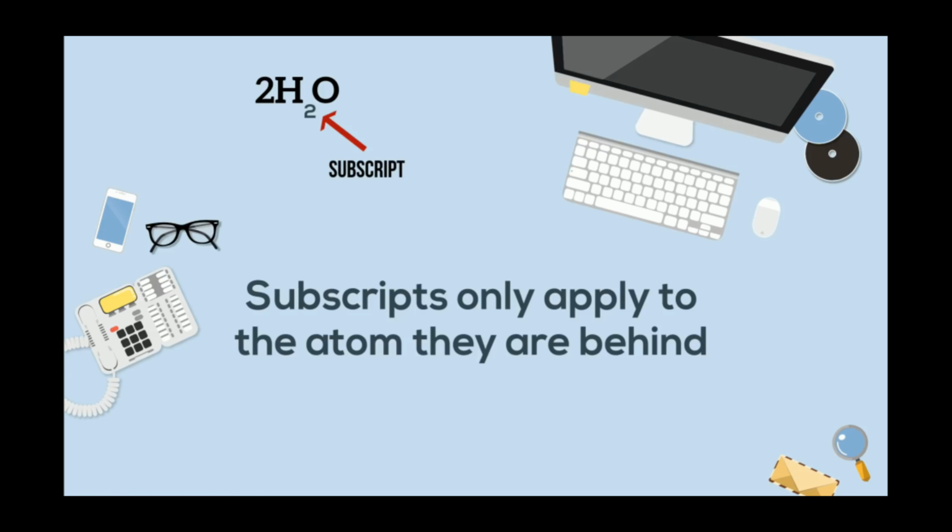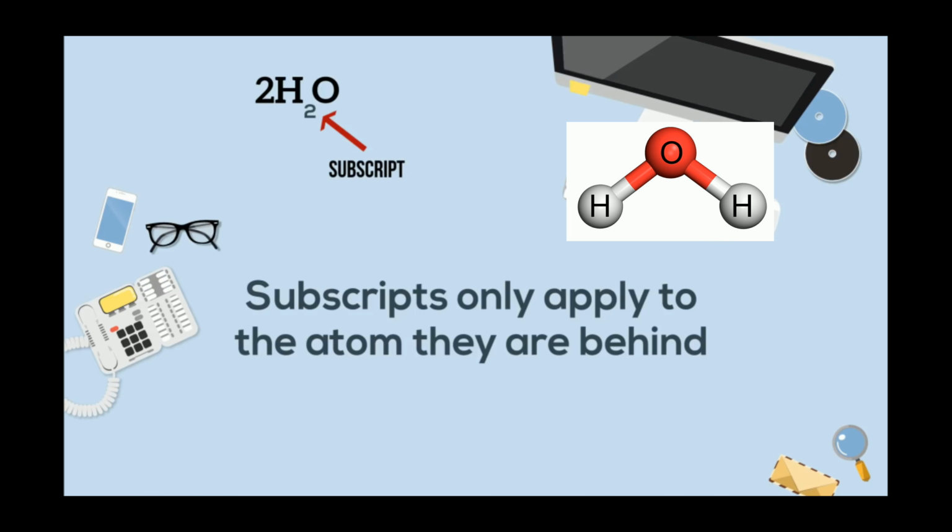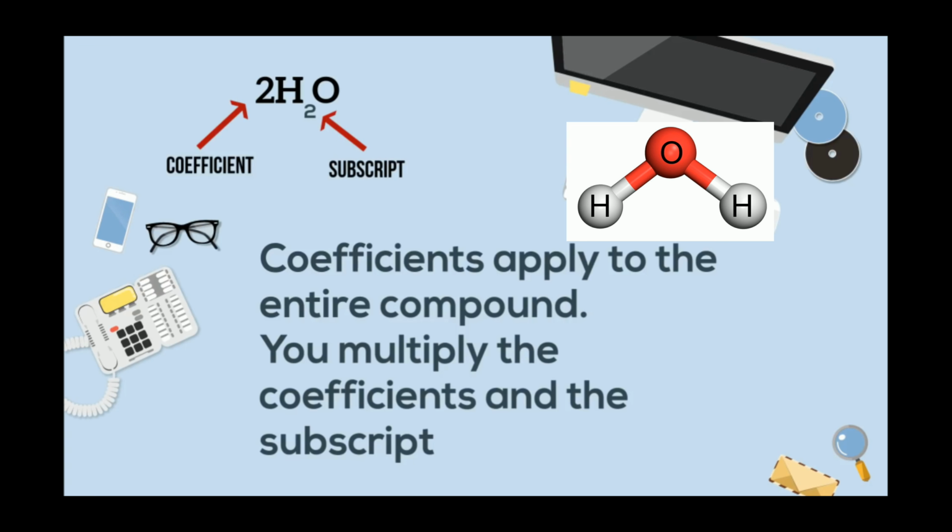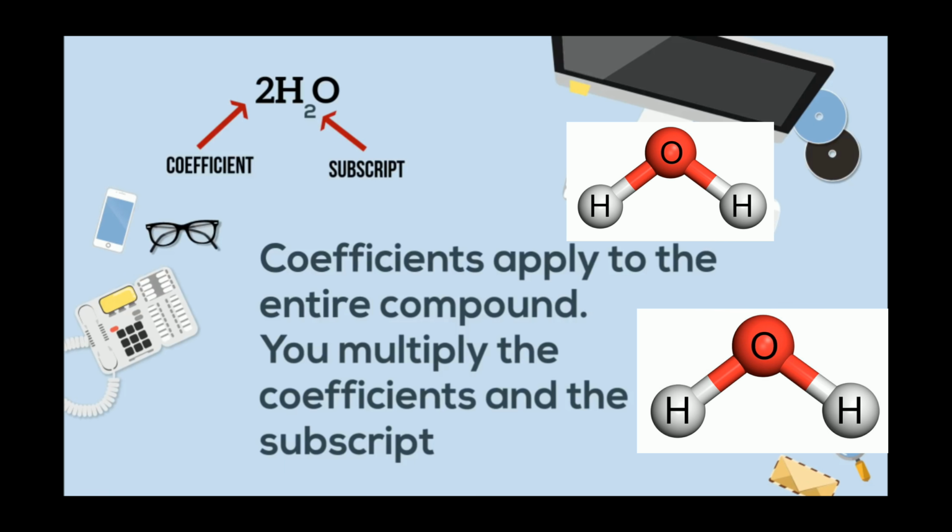So remember that subscripts apply only to the atom that it's behind. So in this symbol, the 2 behind the H means I have 2 hydrogens. Notice here in the image we have 1 water. Water consists of 2 hydrogen and 1 oxygen atoms. But when we take into account the coefficient, here we're going to have 2 water molecules. So notice the 2 water molecules, which have a total of 4 hydrogen and 2 oxygen.